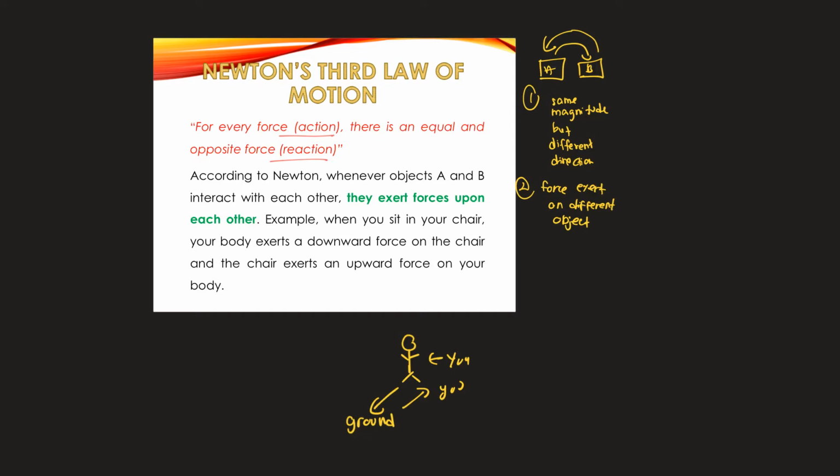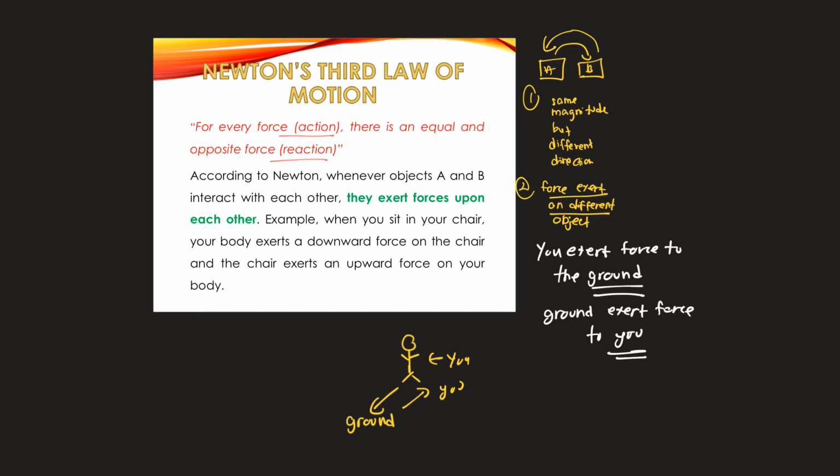If I put it in words, you can see this second rule where the forces are exerted on different objects. You exert a force on the ground, so the one that feels a force is the ground. And then because of Newton's third law, the ground exerts a force on you, so the object that feels the force is you. So you can say that the forces are exerted on different objects.